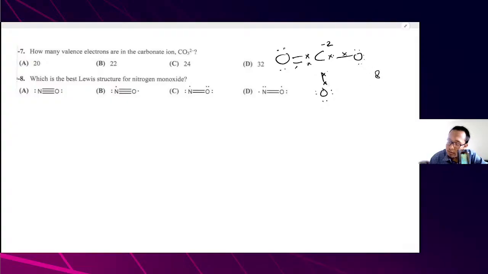Again, this is A, right? This is also A. This is also A. So it will be 24. Is that true? Let's check the key answer. Number 7. C. Yes. Okay.